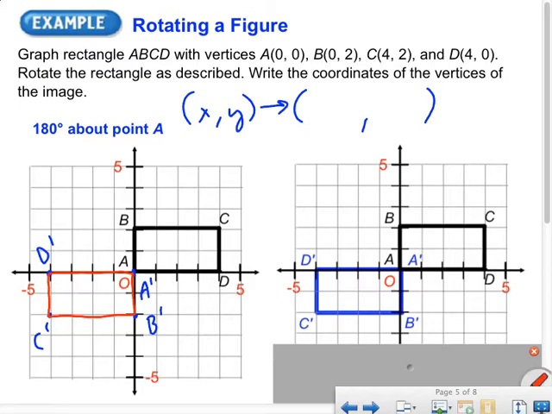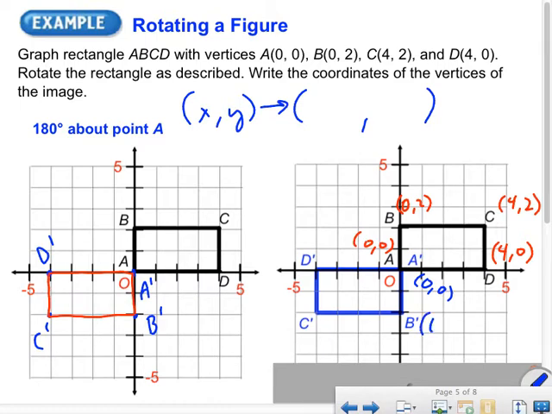So B, they told us, was 0, 2. C is 4, 2. D is 4, 0. A is 0, 0. Okay. A primed is 0, 0. B is going to be 0, negative 2. Surprise, nobody said anything yet. C is going to be negative 4, negative 2. And then D is going to be negative 4, 0.